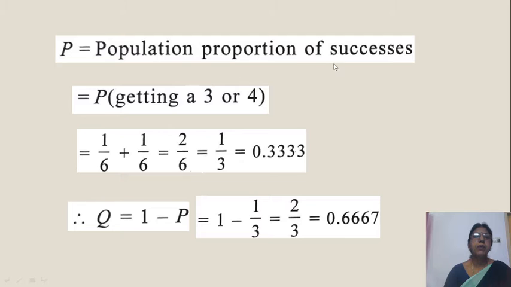Capital P is the population proportion of success, of getting 3 or 4. Population proportion is nothing but the direct probability, you remember like that. Probability of getting 3 or 4: for 3 the probability is 1 by 6, for 4 it is 1 by 6, and since it is or, we add. So you get 2 by 6, which is 1 by 3, in decimals 0.3333. That is capital P, and capital Q is 1 minus capital P.